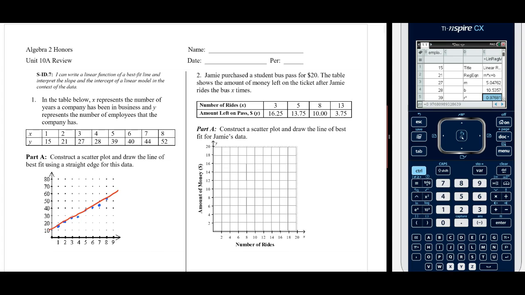All right, number 2. Jamie purchased a student bus pass for $20. The table shows the amount of money left on the ticket after Jamie rides the bus X times. Construct a scatter plot and draw a line of best fit.